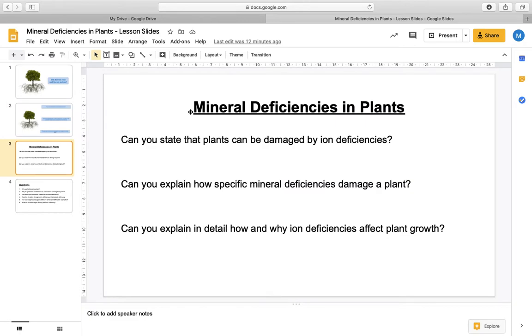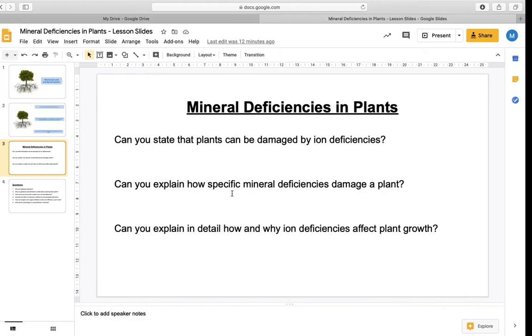So today's lesson, mineral deficiencies in plants. By the end of the lesson, you should be able to state that plants can be damaged by iron deficiencies. You should be able to explain how specific mineral deficiencies damage a plant. And you could explain in detail how and why iron deficiencies affect plant growth.